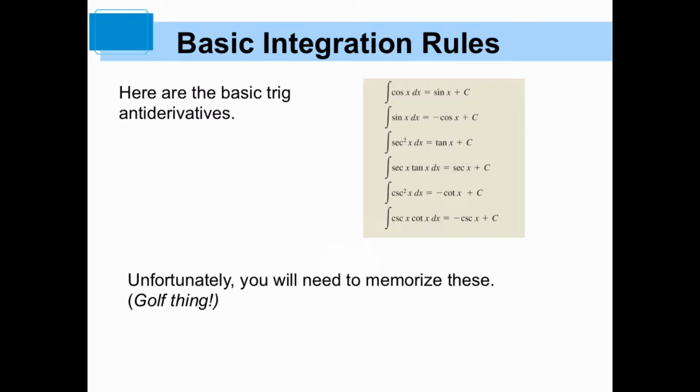Aside from remembering what the antiderivatives of the trig functions are, you also have to remember the dx, and you have to remember the plus c, because we're still doing indefinite integrals. Here we go. We would like to find the antiderivative of 8x cubed plus 7 sine x.